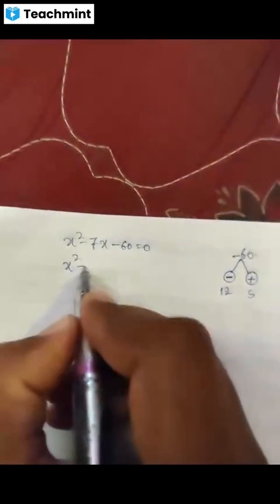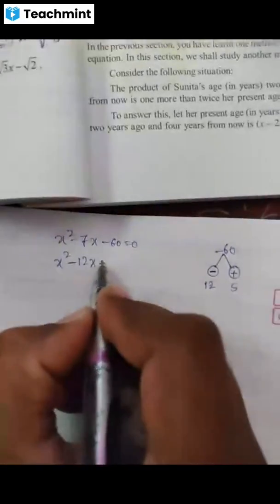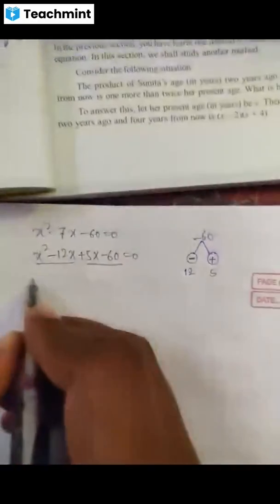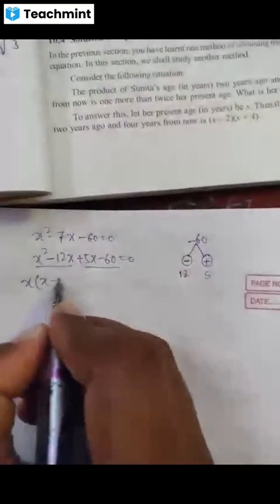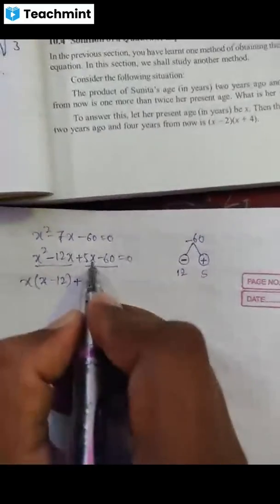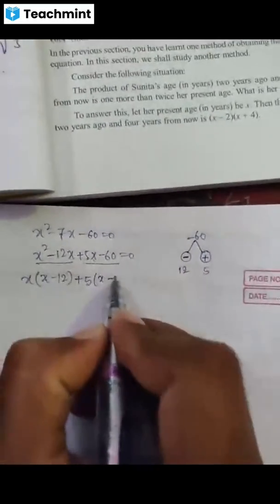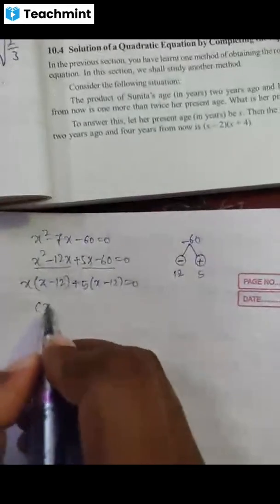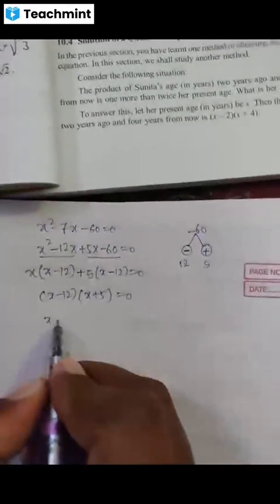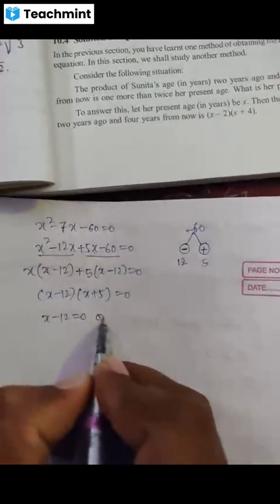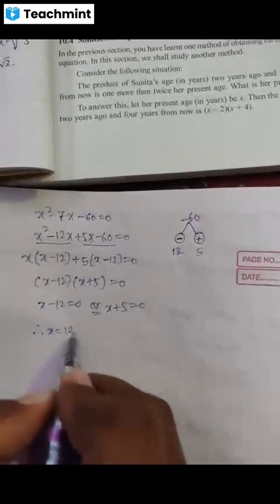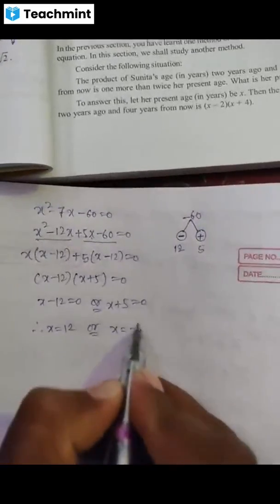So x square plus 12x minus 5x minus 60 equal to 0. Here x is taken common, x minus 12 will remain in the bracket, plus 5 is taken out because we need x in the bracket. So x minus 12 into bracket of x plus 5 equal to 0. So x minus 12 equal to 0 or x plus 5 equal to 0. Therefore x equal to 12 or x equal to minus 5.